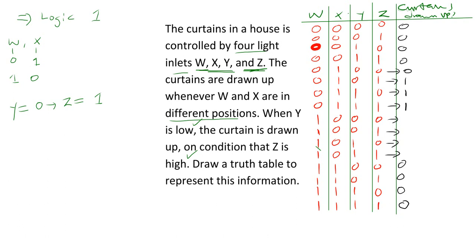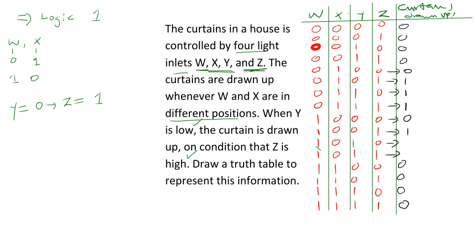Next, the next one will be a 0 because X and W are meeting the condition, Y is low, but Z is not meeting the condition when Y is low. So we have a 0. The other condition will give us a 1 because W meets the condition with X, Y is low, Z is high, so we have a 1.